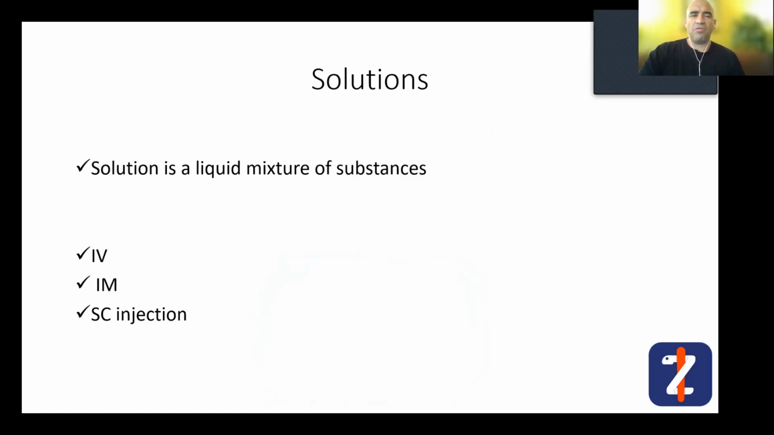All right. Solution is a liquid mixture of a substance. And usually that will be given through IV, IM. IV is, what do you call it, venous. IM is intramuscular, and subcutaneous injection. So those are solutions, a liquid mixture of a substance.